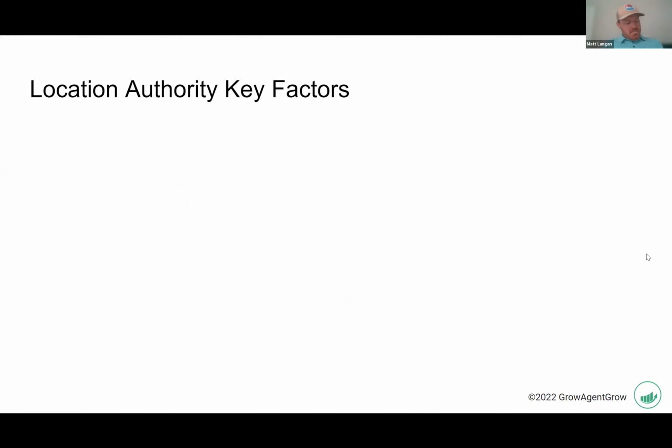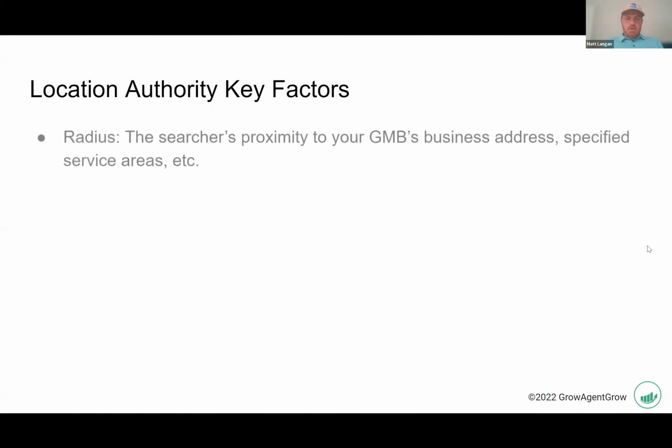So, three key factors, I call them the 3 R's, when it comes to your Google My Business page. What are the big factors that are going to influence your ranking when somebody searches and is trying to find a local agent? What is Google looking at to determine your placement? Radius is the first one. The radius is the searcher's proximity to your Google My Business business address, or specified service areas.